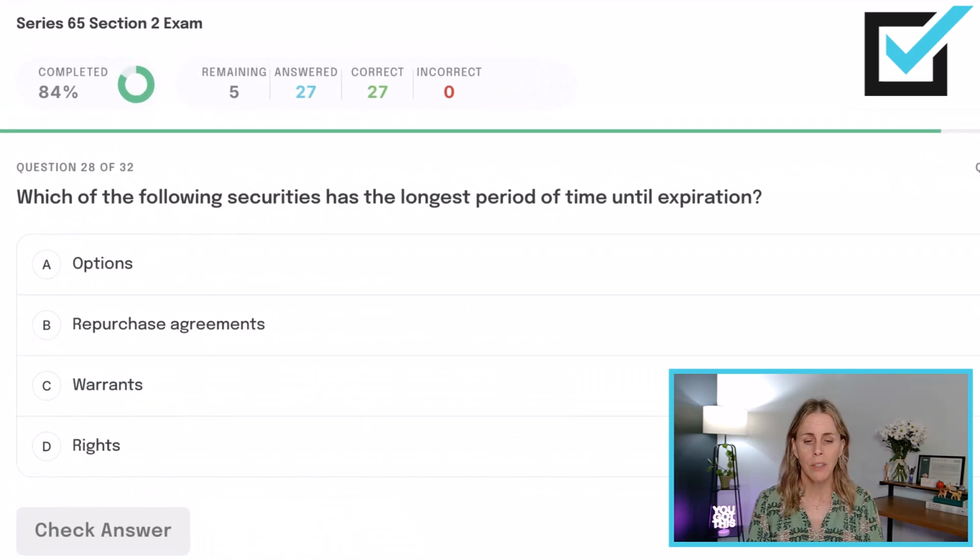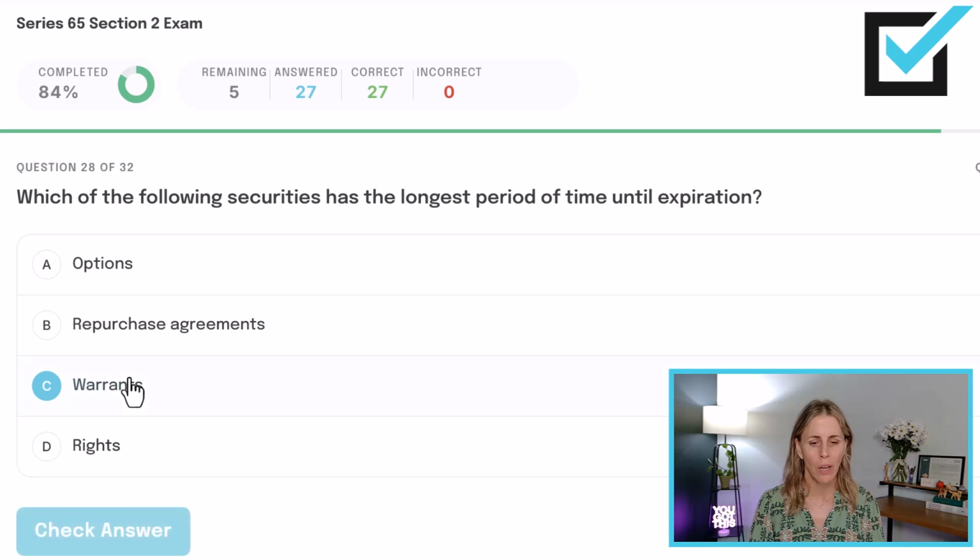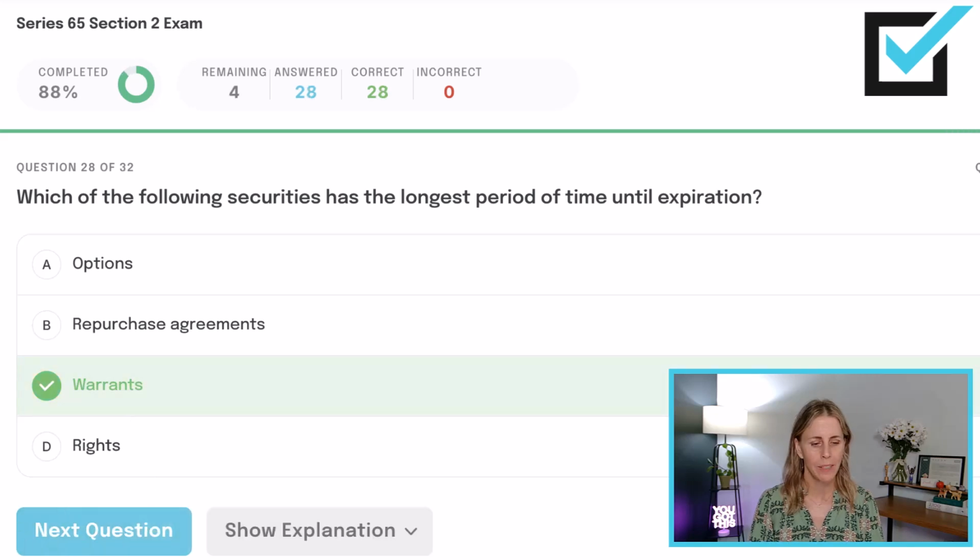Which of the following securities has the longest period of time until expiration? Options, repurchase agreements, warrants, or REITs. So options, calls and puts, are good for 9 months. Repurchase agreements are short term. Warrants are attached to corporate bonds. Corporate bonds are good for up to 30 years. REITs are short term, the ability to maintain proportionate ownership, good for 30 days. So the longest term to expiration is the warrant.